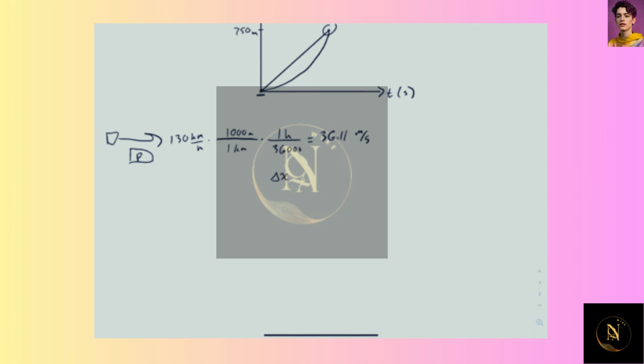So now we have everything in the right units, and we know that delta x for this car, the speeding car, is going to be its velocity times time. We're going at a constant velocity. And the displacement we already are given in the problem is 750 meters. The velocity we also know is 36.11 meters per second. We have that multiplied by t. So t is going to be 750 over 36.11, which is 20.77 seconds about.